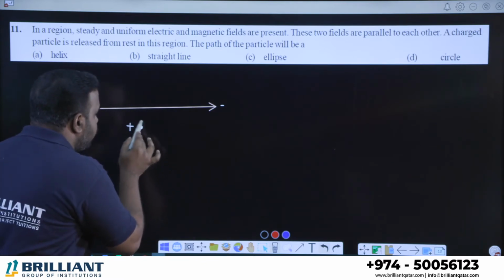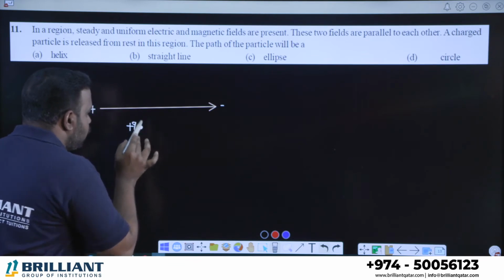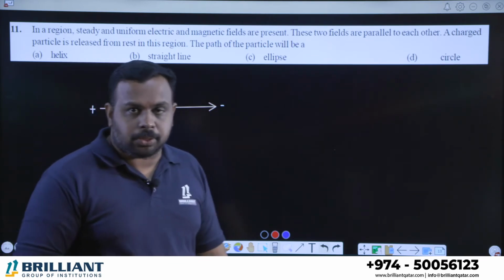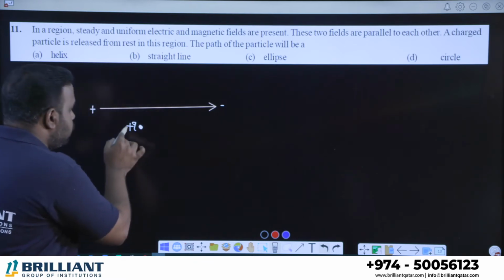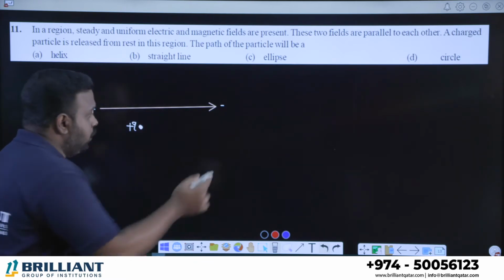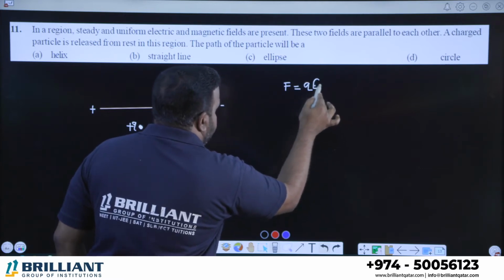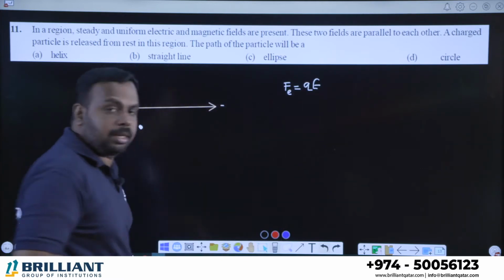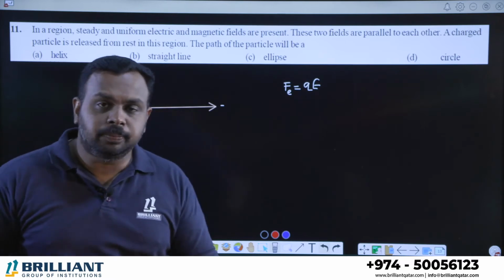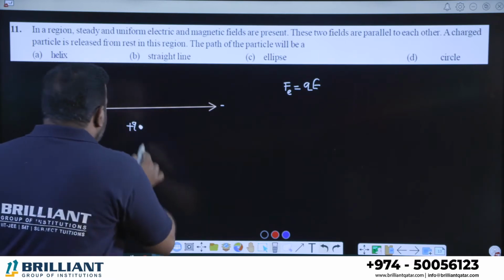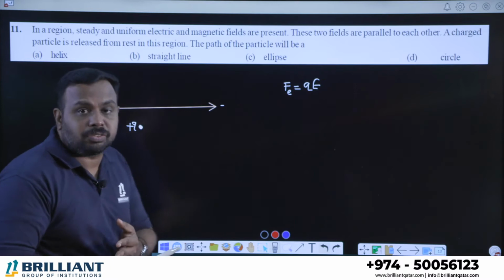So plus Q I am keeping here. Okay, plus Q. Assume it is positive. So definitely this positive charge will be experiencing a force. We have the formula for the force. What is it? F is equal to QE. This is the electric force on a charged particle, QE, right? And what will be the direction of that force?